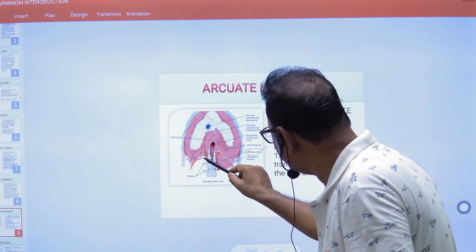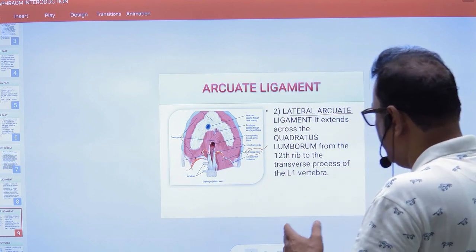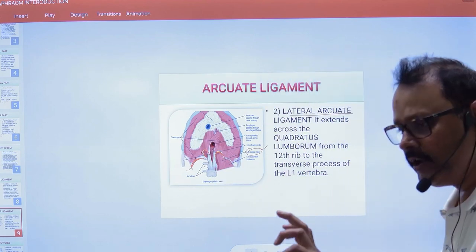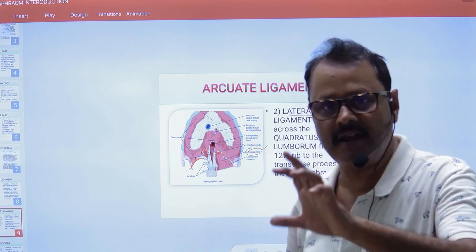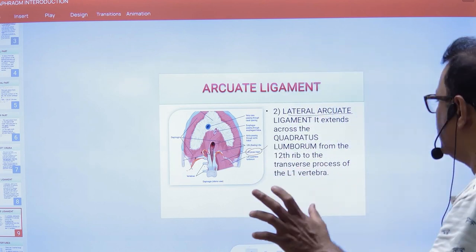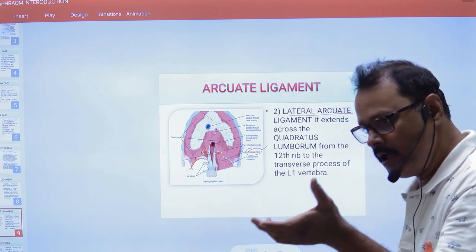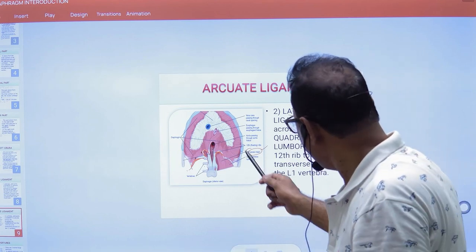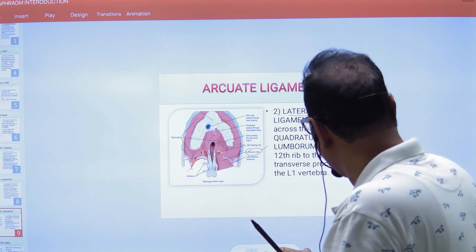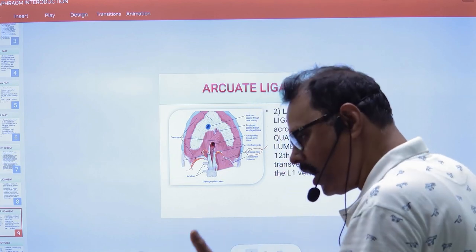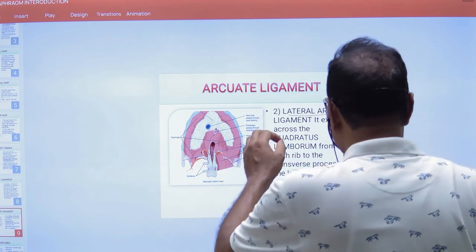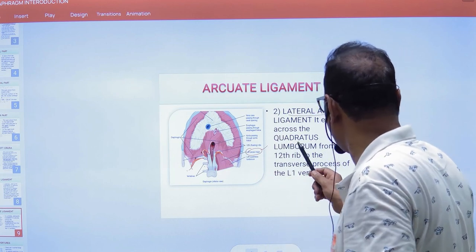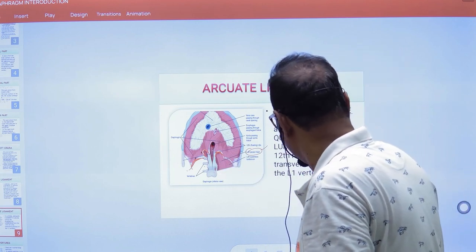And it will go up to the transverse process of the L1. From where the medial arcuate ligament starts, the lateral ligament will end. The medial arcuate ligament will come up to the crest of the diaphragm, and the lateral arcuate ligament will come up to the medial arcuate ligament. So we have got this.